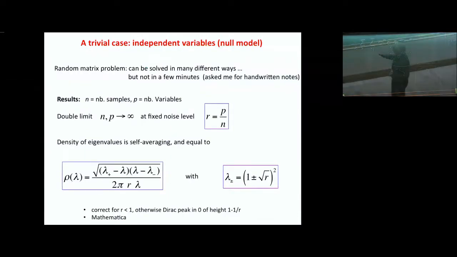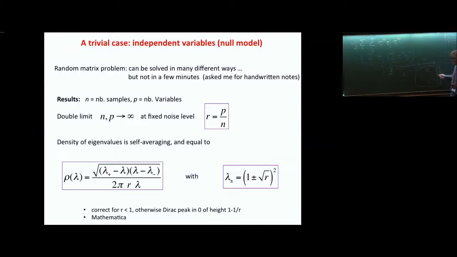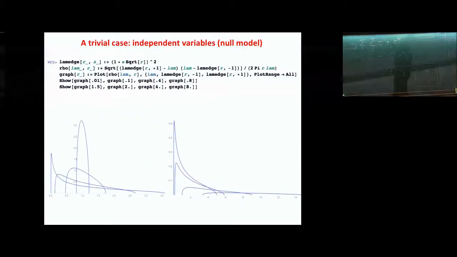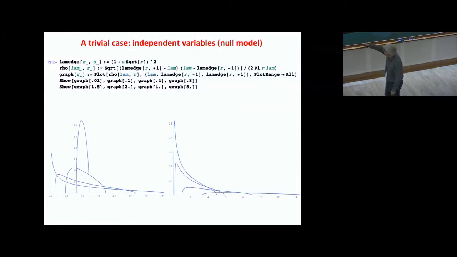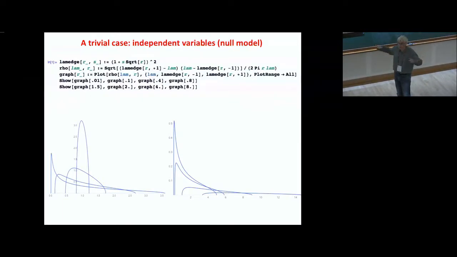If R is larger than one, it's almost the same thing, except that now you have more variables than samples. And of course, since the rank of this matrix is bounded from above by the number of samples, that means you get a P by P matrix whose rank is at most N. So if P is larger than N, that means that P minus N eigenvalues should be equal to zero. So that means that you get a Dirac peak in lambda equals zero of a given height here, and the rest of the distribution is given by the same expression as before. But again, look, for instance, at the case R equal 8, which is here, or let's say R equal to 4. You see the eigenvalues go from this value here, the spectrum, and they go up to lambda equal 9. That means that when you have a large undersampling, you are very far away from the identity matrix. The correlation matrix is very, very noisy.